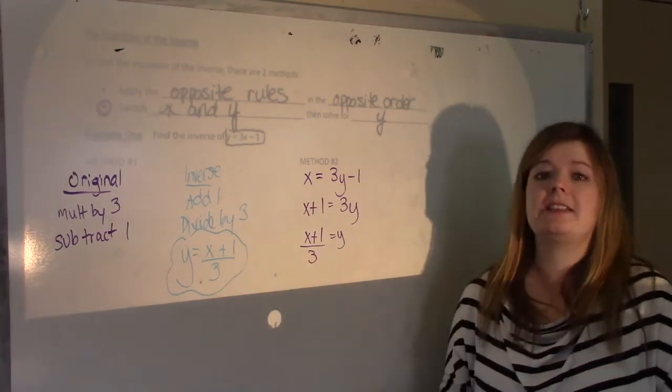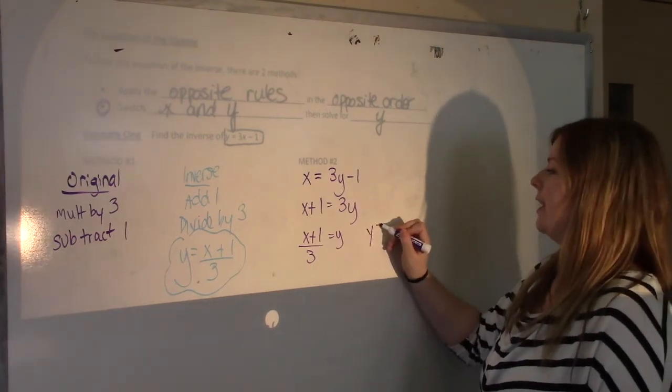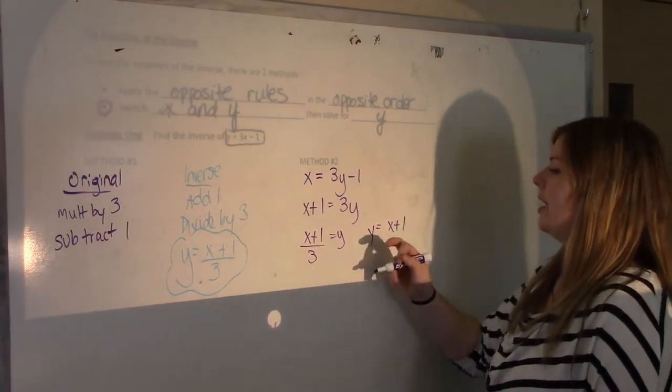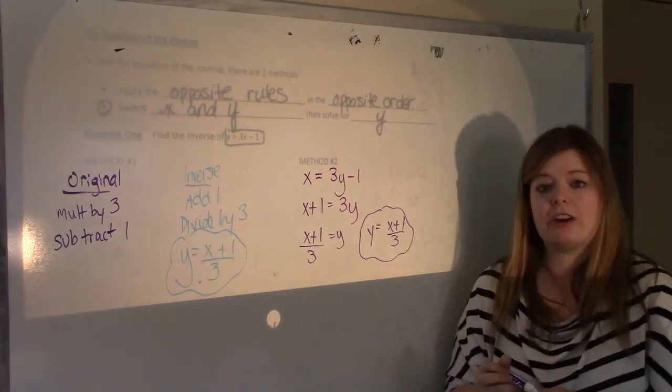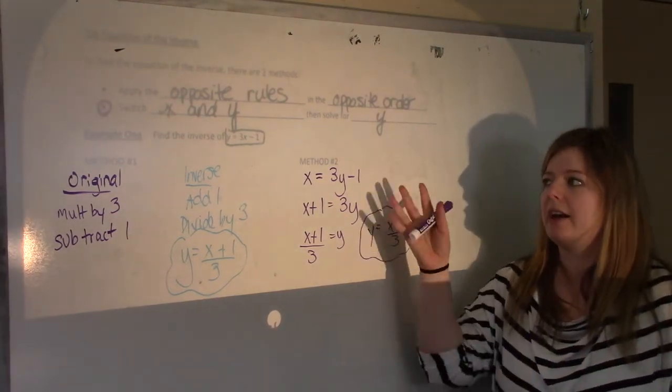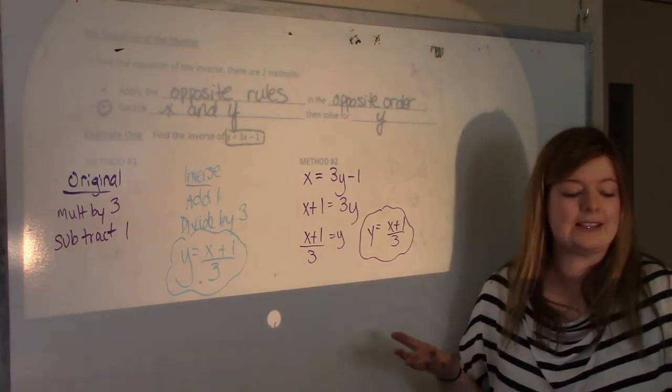So there you go. It's the same equation, whether you do it this way or this way, but it is nice to write it just to have the y on this side as your final answer. So there you go. Those are the two different ways you can rearrange a linear function to define its inverse function.